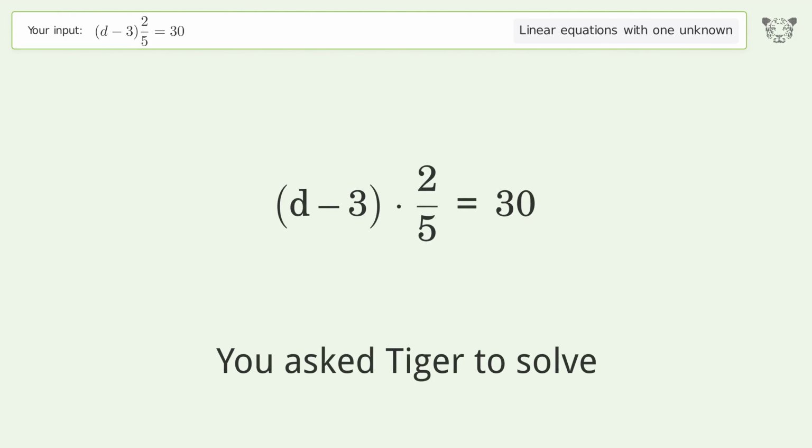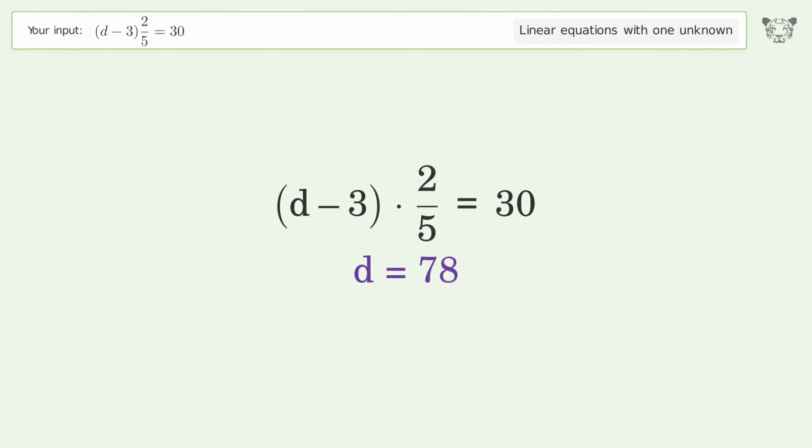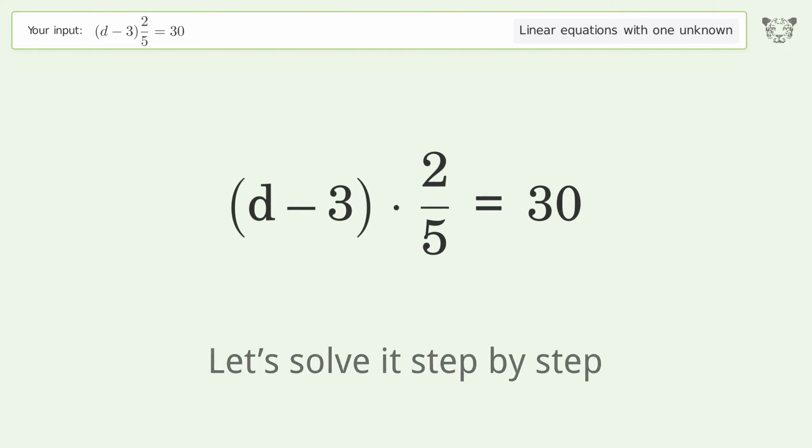You ask Tiger to solve. This deals with linear equations with one unknown. The final result is d equals 78. Let's solve it step by step.